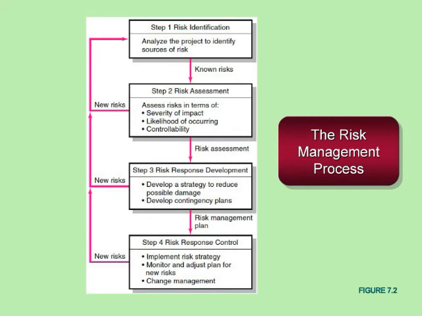In the risk management process, like a lot of things in project management, we have a regimented process to follow and steps that will allow us to get through the process. So in the first step, we're going to analyze the project to identify various sources of risk. Once we know those risks, we'll do some assessment on them to figure out what happens if those risks occur, what's the probability of them occurring, and how much of it we can control.